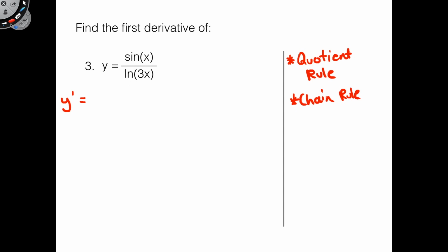So the quotient rule is as follows. You might remember the little jingle we used to memorize this. That is low d high minus high d low all over low squared, right? So let's go ahead and do that out now.